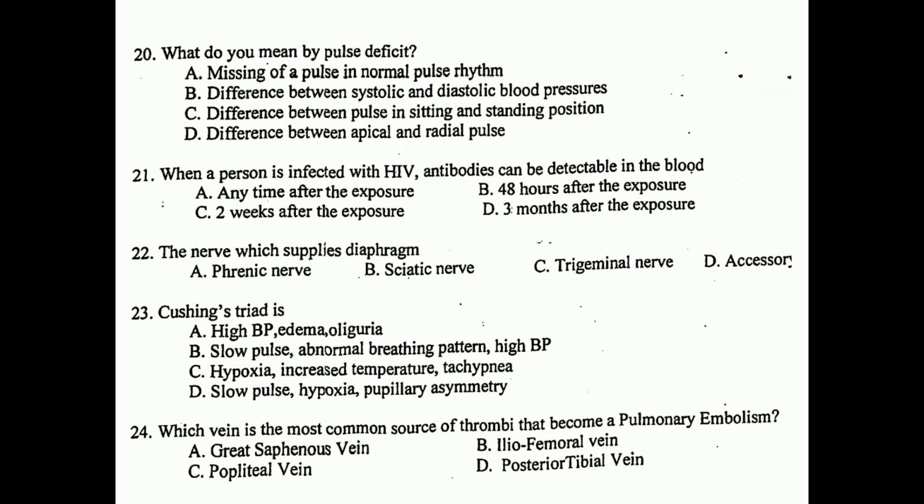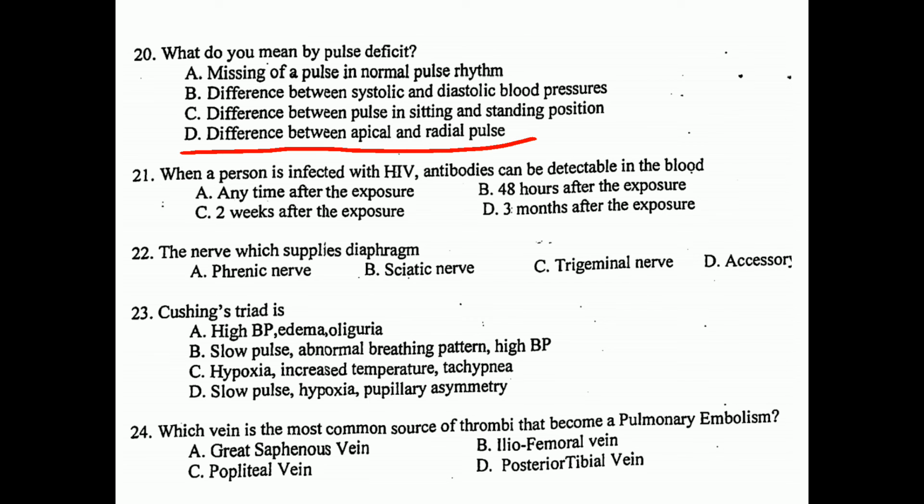Question number 20. What do you mean by pulse deficit? The given options are missing of a pulse in normal pulse rhythm, difference between systolic and diastolic blood pressure, difference between pulse in sitting and standing position, difference between apical and radial pulse. The correct answer is option D, that is difference between apical and radial pulse.